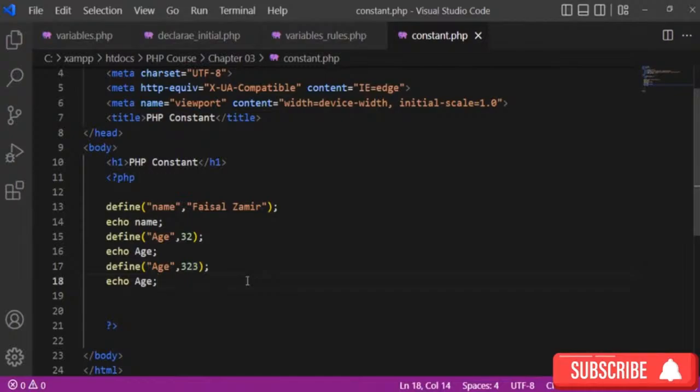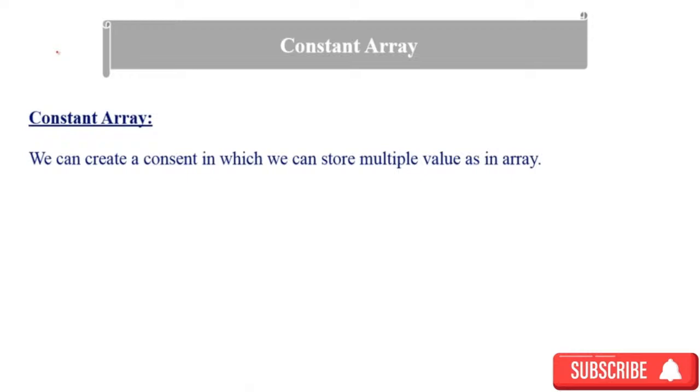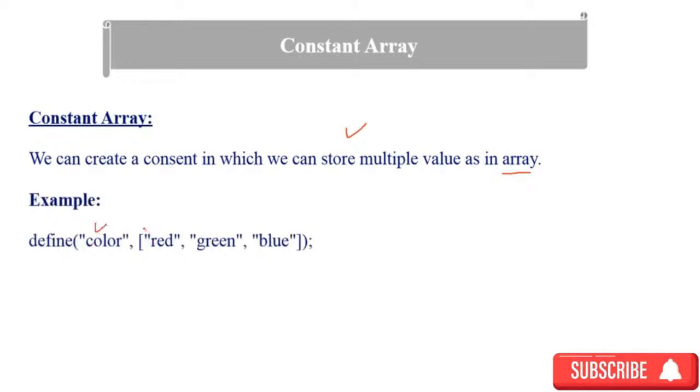Now I open the PPT slide and learn more about constants. Another is a constant array. We can create a constant in which we can store multiple values as in an array. An array is a data structure in which we store different types of data, a collection or set of data. We will discuss arrays in the next classes, but in this class we have to understand that we can create a constant that stores a group of values, making an array. For example, define color, and I am providing the value in the form of an array.